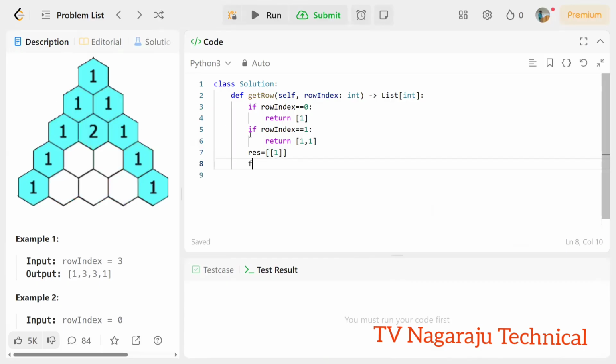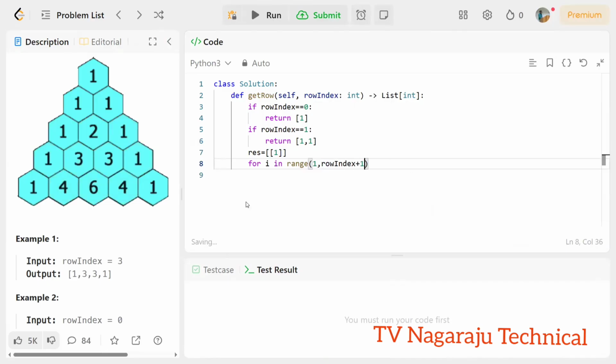So repeat the loop for i in range of 1 comma. I am starting from 1. Why? Because the 0th row is already placed here. Then row index plus 1. Why? You need to consider up to row index 3. If you write 1 comma 3, it means they calculate up to 2 only. That is the reason I wrote plus 1.